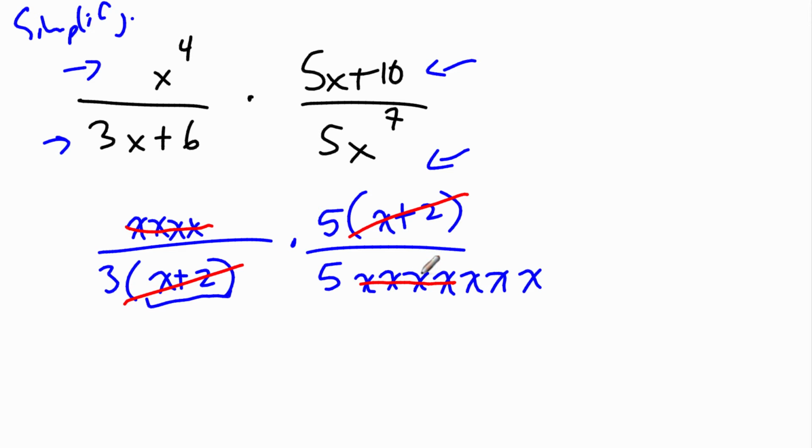They're gone. What else is the same? A 3 and a 5. Oh, here's 2 5s. 5s can go. And so on the top, I don't really have anything.